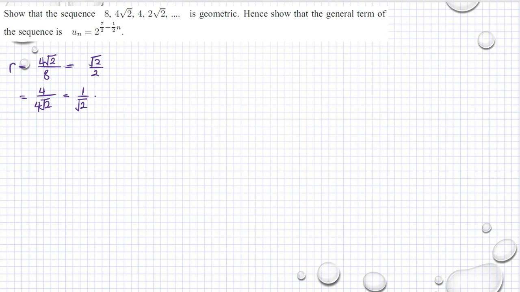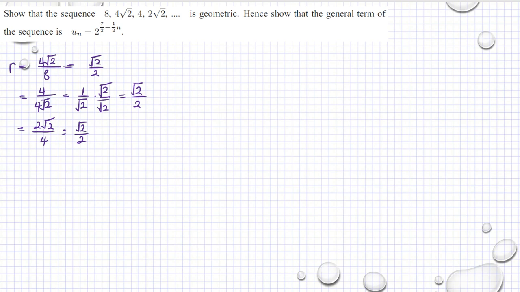But you can multiply both the numerator and the denominator by square root of 2. Then we have square root of 2 divided by 2. That's also the same. Next, we have 2 square root of 2 divided by 4. Then we have square root of 2 divided by 2. Then it is geometric. Why? Because we have found a common ratio.